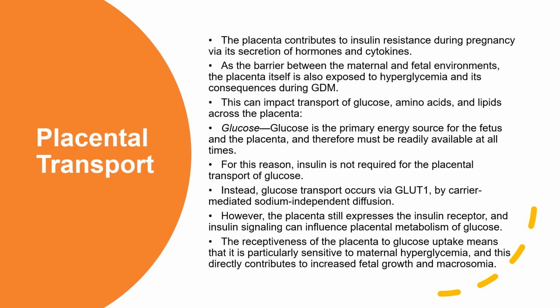First, glucose. Glucose is the primary energy source for the fetus and the placenta, and therefore must be readily available at all times. For this reason, insulin is not required for the placental transport of glucose. Instead, glucose transport occurs via GLUT1 by carrier-mediated sodium-independent diffusion. However, the placenta still expresses the insulin receptor, and insulin signaling can influence placental metabolism of glucose. The receptiveness of the placenta to glucose uptake means that it is particularly sensitive to maternal hyperglycemia, and this directly contributes to increased fetal growth and macrosomia.